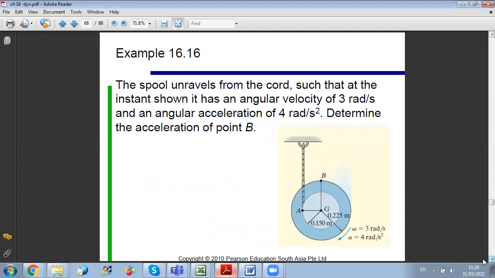Okay, another problem. The spool unravels from the cord such that at the instant shown, it has an angular velocity of 3 radians per second and an angular acceleration of 4 radians per second squared. Determine the acceleration of point B. So we have alpha and omega, as you can see here. In this case, we are interested in getting the acceleration of this point here, knowing that we have rolling without slipping at A.